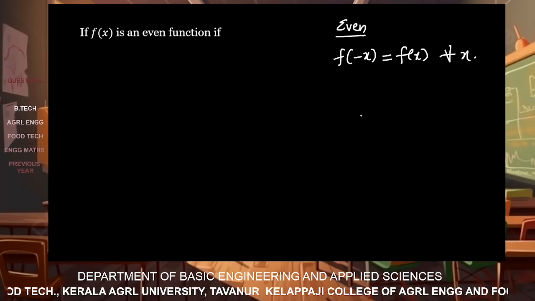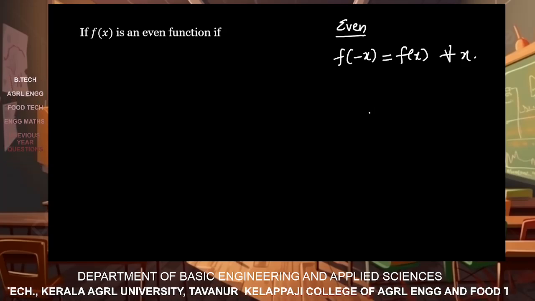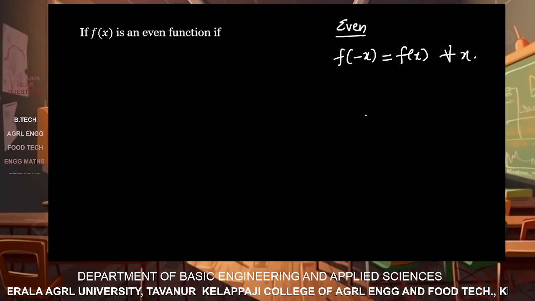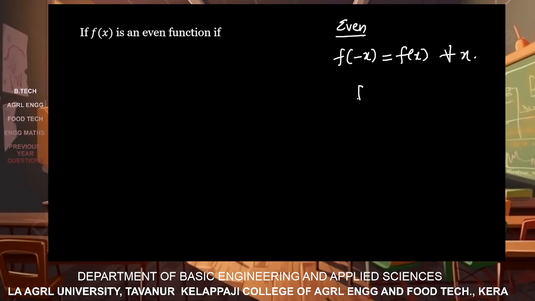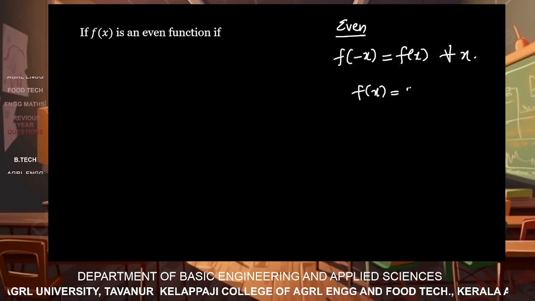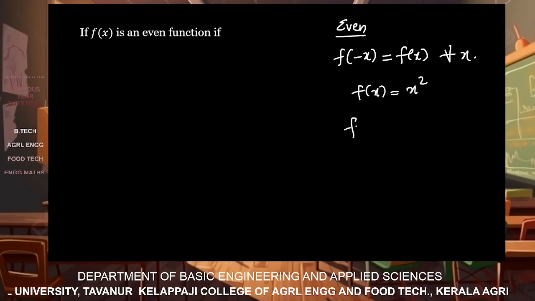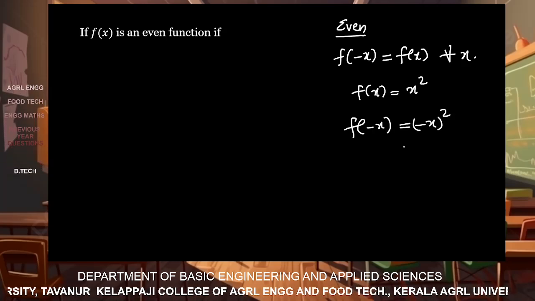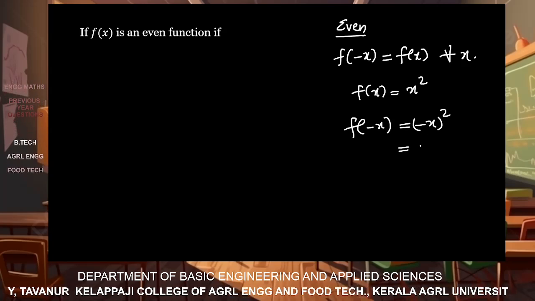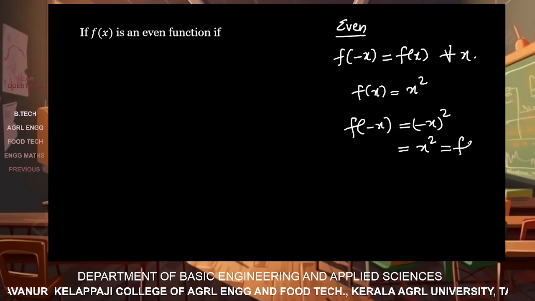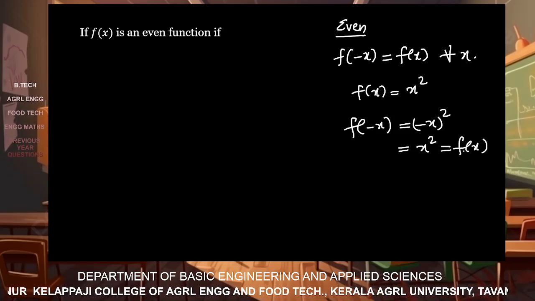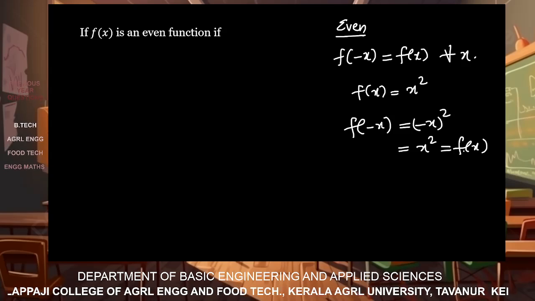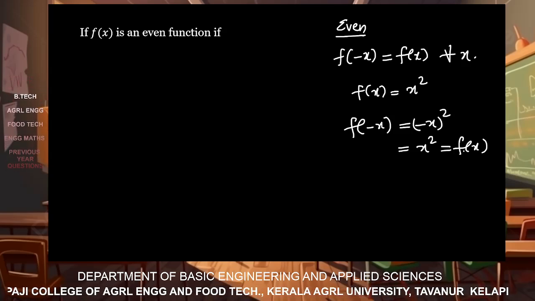That means if you replace x by negative x and the output remains the same, then it is called an even function. I will give you an example. f of x equal to x square. If I take f of minus x, what will I get? Minus x whole square. And we know that minus x whole square is x square itself, which is nothing but f of x. Since x square eliminates that negative sign, we get f of minus x equal to f of x. Such functions are called even functions.